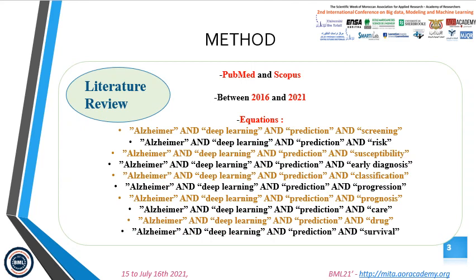In this study, we are about to review and summarize published literature on the application of deep learning in Alzheimer's disease predictions. We used search engines and repositories such as PubMed and Scopus with advanced modality between 2016 and 2021 by composing the following equations and keywords like Alzheimer, deep learning, prediction, screening, risk, susceptibility, early diagnosis, classification, progression, prognosis, care, drug, and survival.